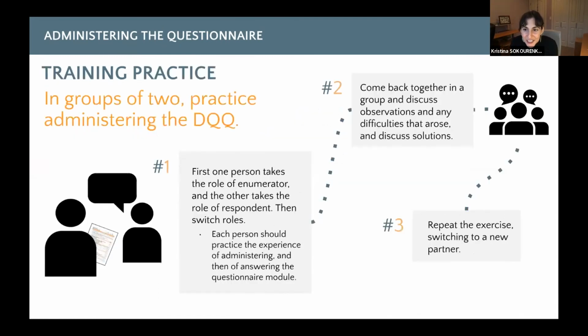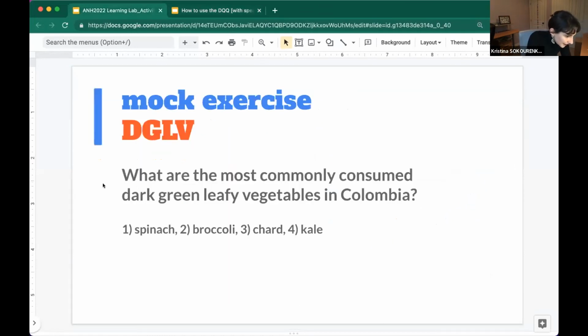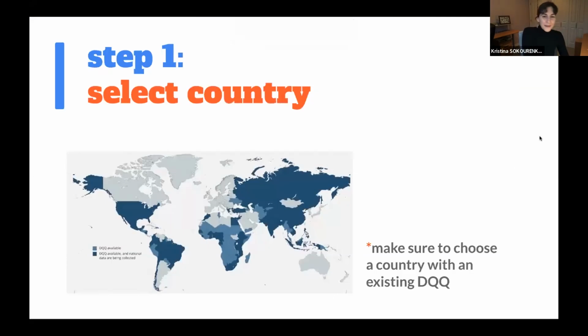And then what we'll actually do now is try this for ourselves. So we will go and download the DQQ for your country of interest and practice administering with each other. I'll quickly share how this will go, and then I'll let you all get started. Okay, perfect. So same process here. You'll pick a country. You can do the same one that you did in your groups.